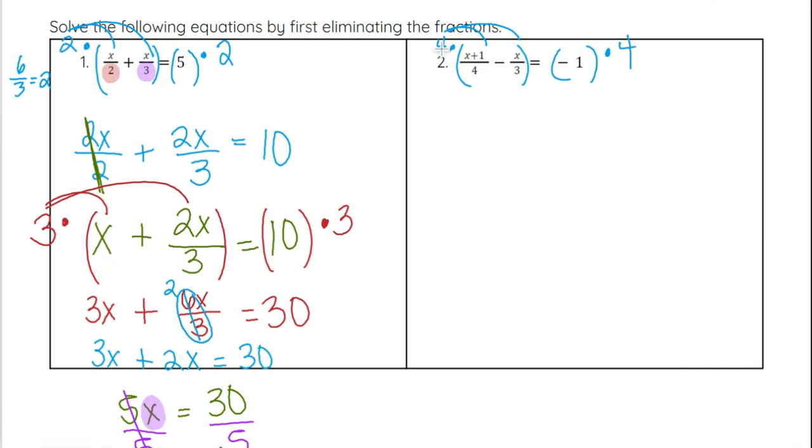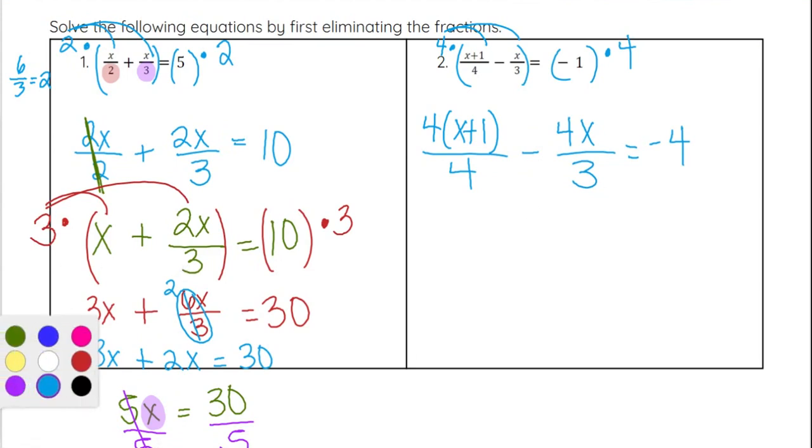So when I do that, 4 times x plus 1, and I'm going to write it out like this, over 4 minus 4 times x is going to be 4x over 3 equals negative 1 times 4, which is negative 4. Now with this, we could distribute the 4 times x and 4 times 1. However, you notice we have a 4 on top and on bottom.